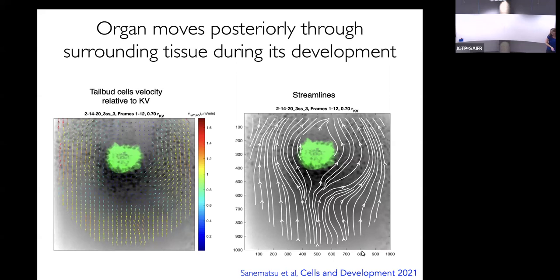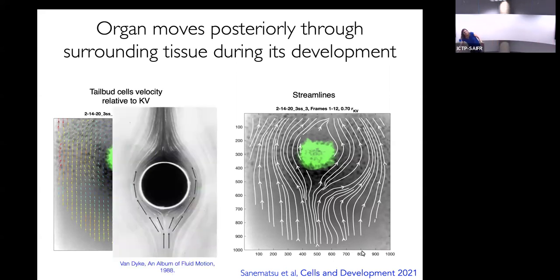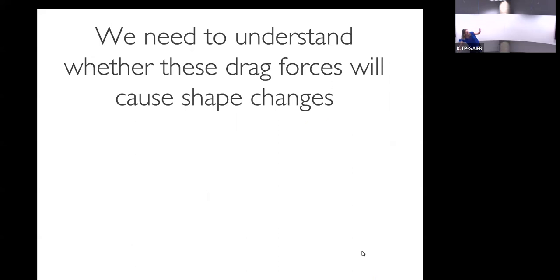So of course, we're like, ooh, let's see if this works. Okay, there's a picture of Stokes Slow from the famous album of fluid motion. Do you know this book? It's beautiful. Anyway, okay. So we need to understand whether these drag forces exist. Clearly there are drag forces. Now the important question is, are they big enough to cause changes to cell shape?